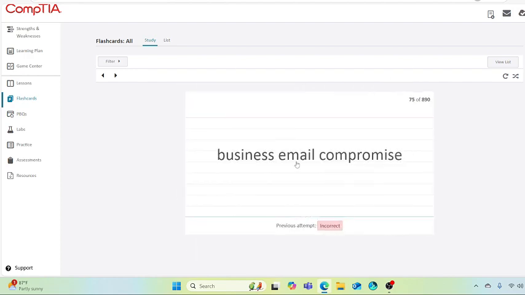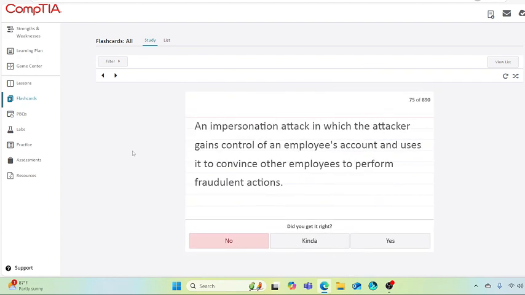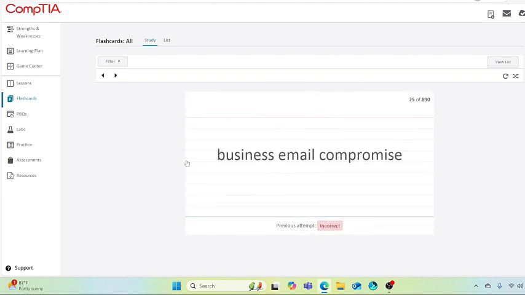Business email compromise. An impersonation attack in which the attacker gains control of an employee's account and uses it to convince other employees to perform fraudulent actions.